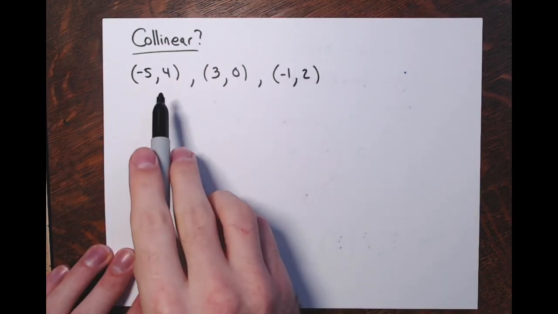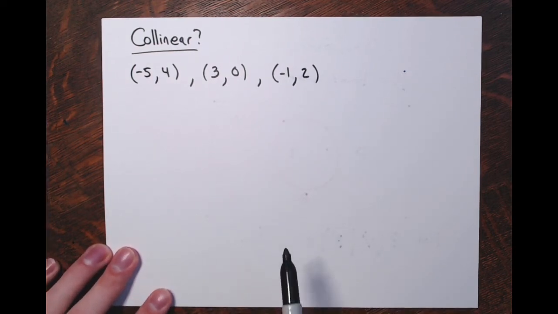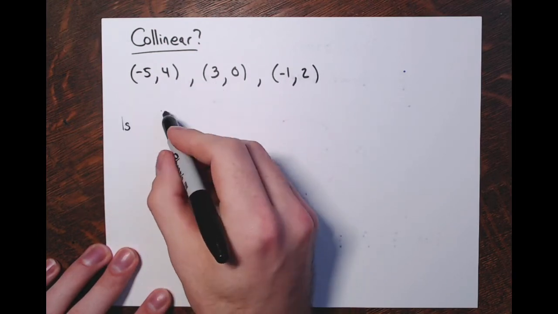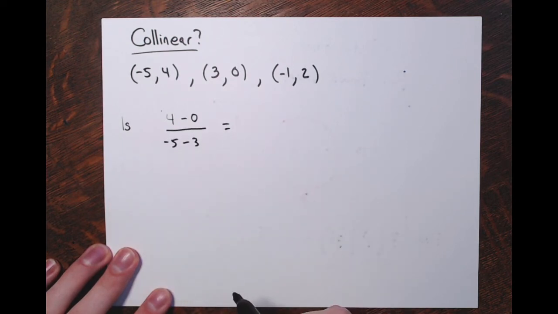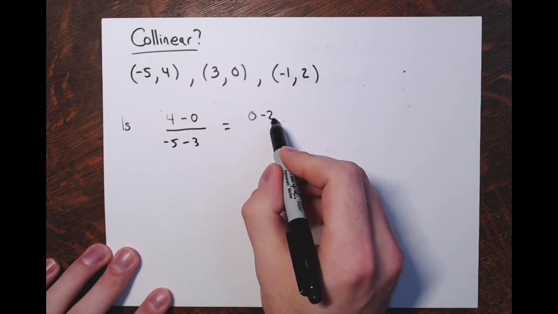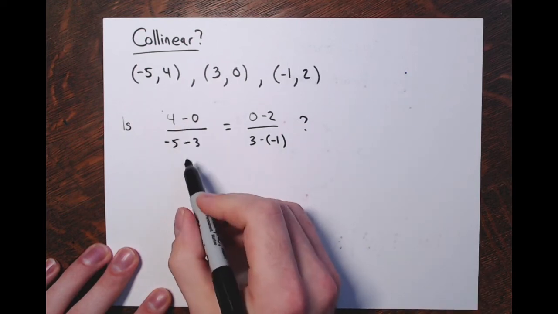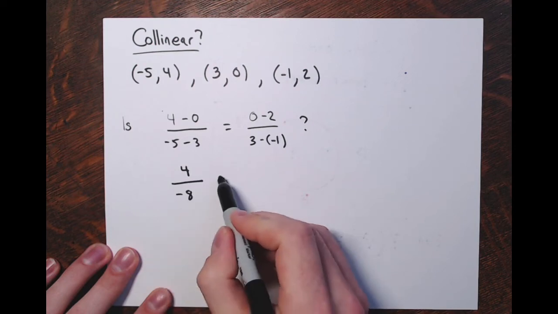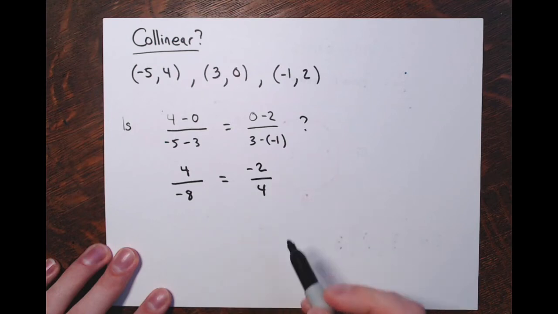All right, so again, they're asking, are these 3 points on the coordinate plane on the same line? Are they collinear? Again, that'd be the same as asking this question: is the slope of the line going through these 2 points, 4 minus 0 divided by -5 minus 3, equal to the slope of the line going through these 2 points, 0 minus 2 divided by 3 minus -1? And let's see, what do we have here? Again, I'm not going to simplify this time. 4 over -8. Is this equal to -2 divided by 4? Yeah, these are both -half.